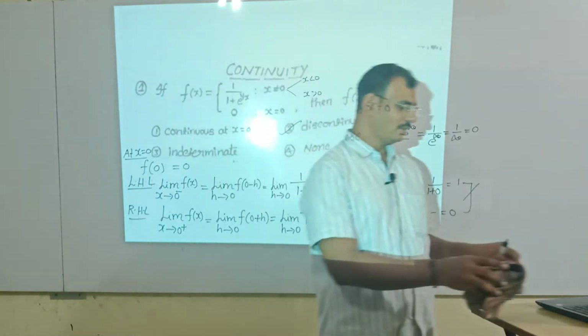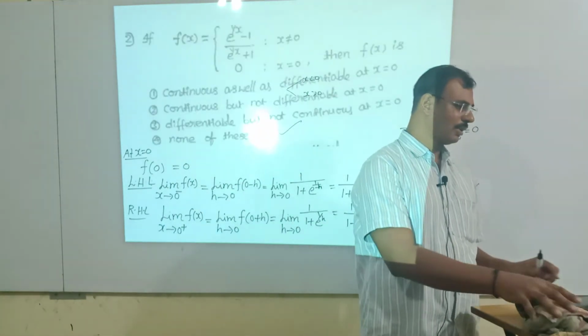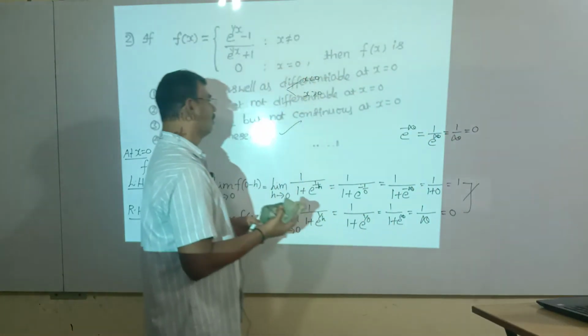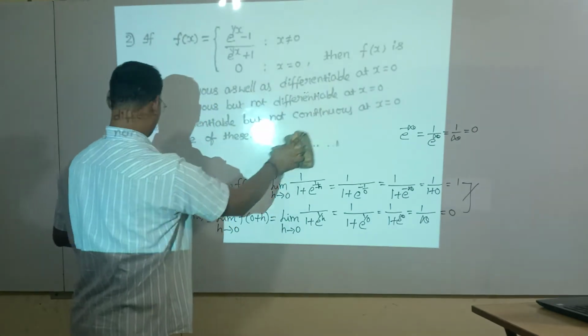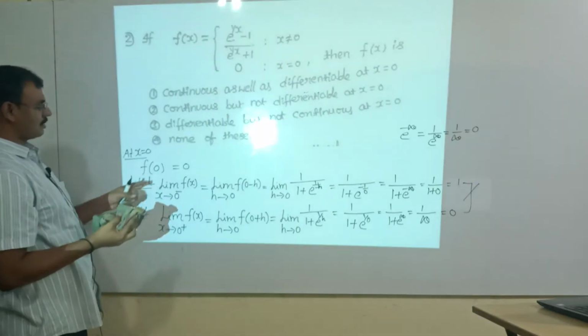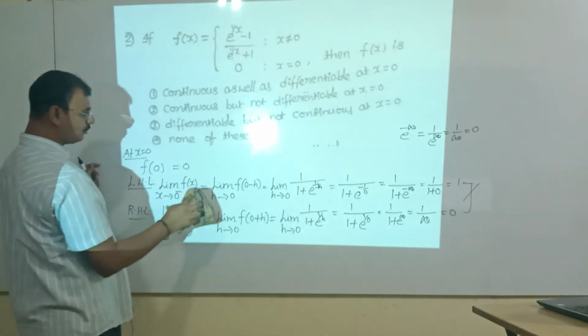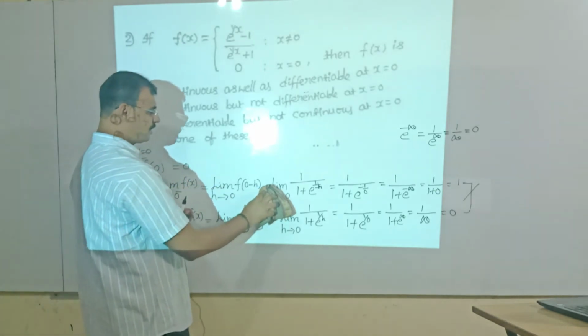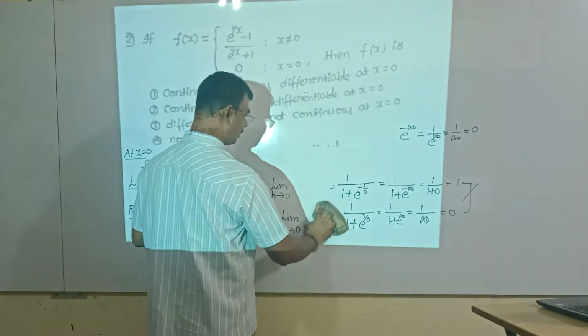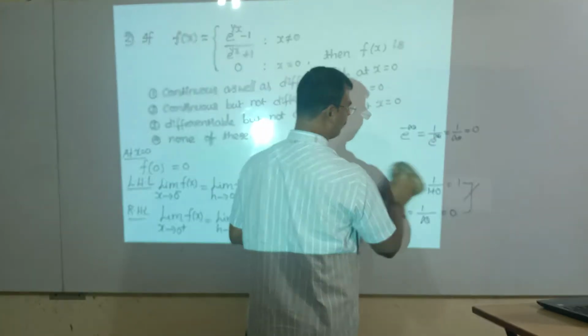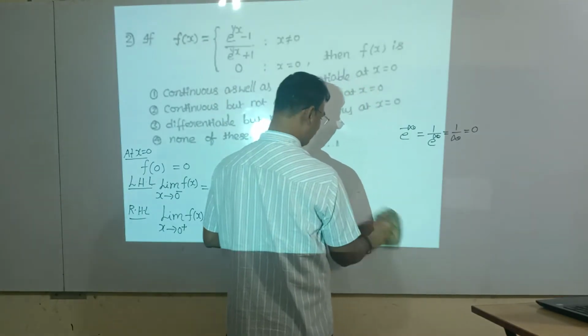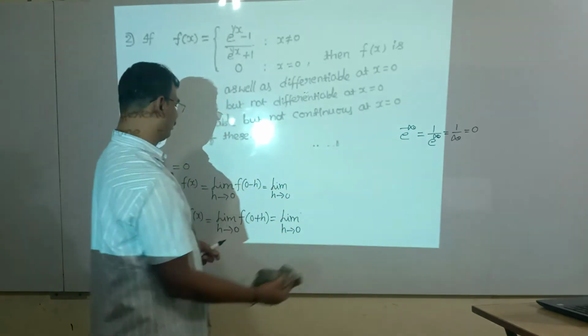Shall I go to the next question? Okay, problem number 2. What is the second question of the limit? I have removed this one. So after this is common, I will remove this problem. You remember e raised to minus infinity value, that is 0 always.